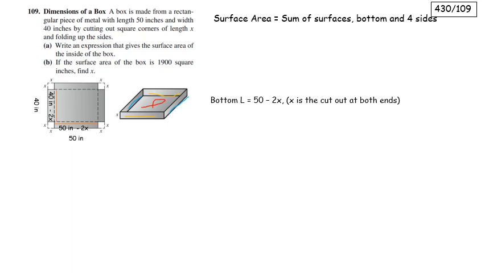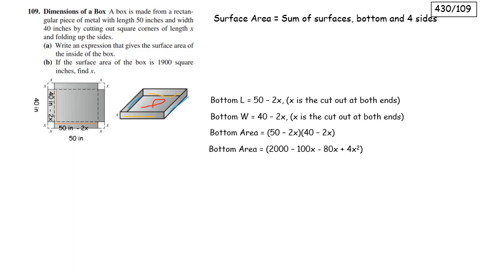For the bottom, we know that the length is, if we're going to cut out the x's on either end, the length will be 50 minus 2x. The width will be the 40 minus 2x. The bottom area's width and length will give us the area, so we'll multiply 50 minus 2x times 40 minus 2x. Using FOIL, we'll get the bottom area will be 2000 minus 180x plus 4x squared.